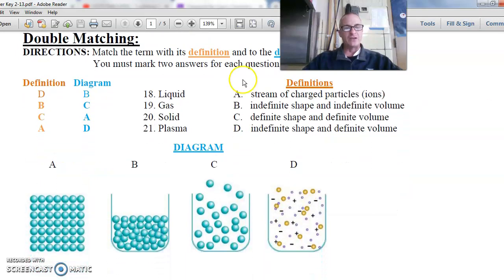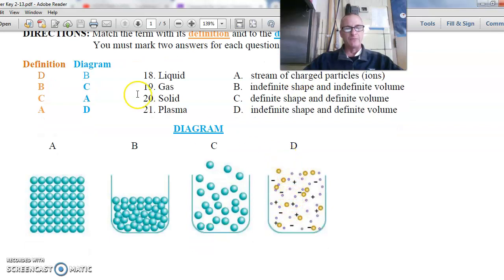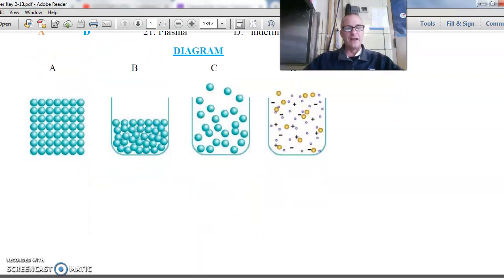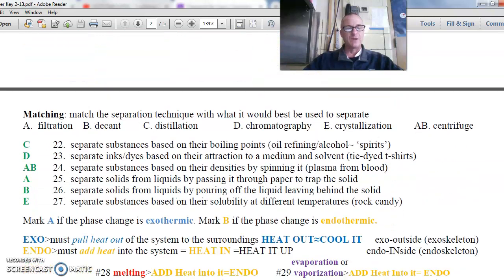And in the fourth section, it was important to understand that this was double matching. So on this section, you had to pick which definition fit with the four states of matter: liquid, gas, solid, and plasma. Then you had to pick the diagram picture that illustrated it. So on the left, you see the definition. On the right, in blue, you see the diagrams, and that's from the diagram underneath there. So you had to pick two answers for those. If you have any questions on any of that, don't hesitate to contact me.